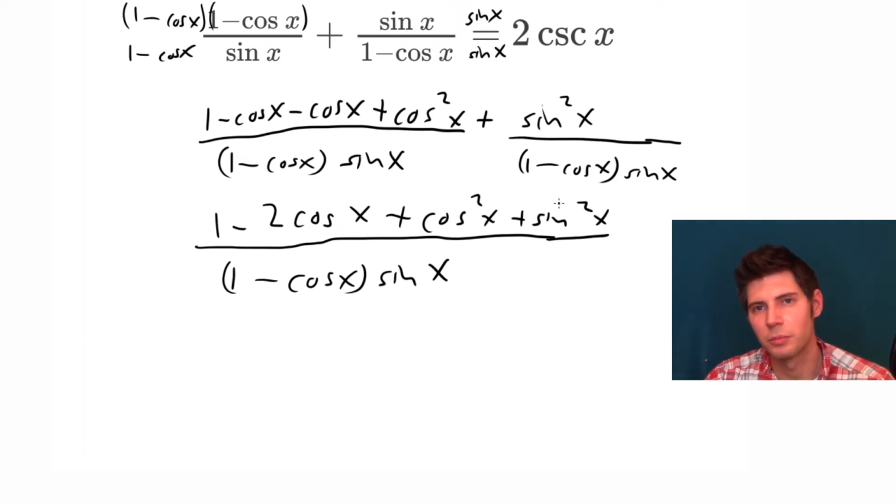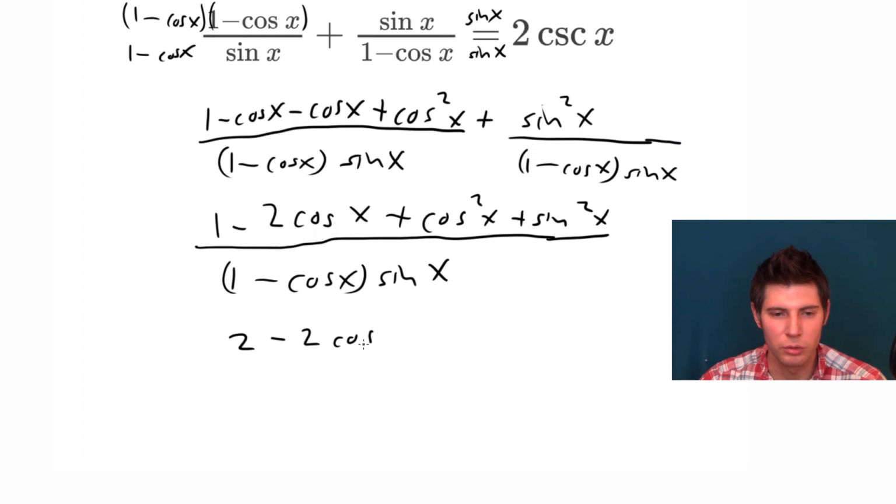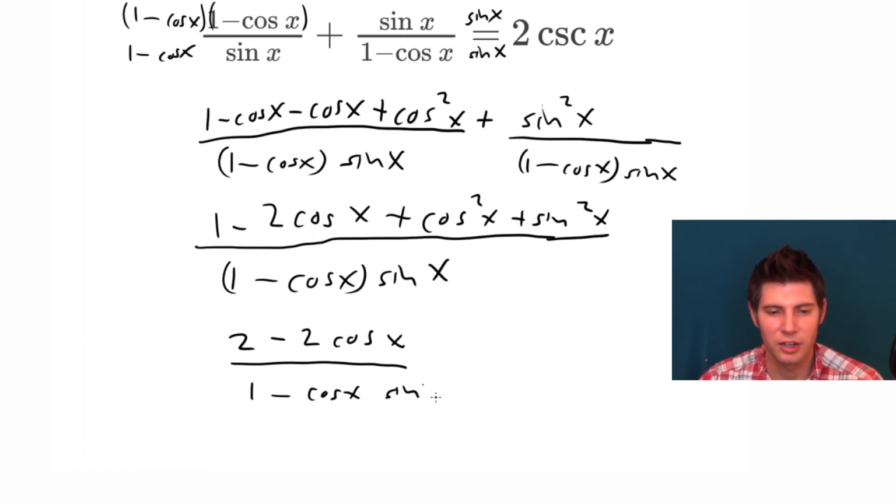So cosine squared plus sine squared is 1. And then we have this 1 right here as well. So that's going to give us 2 minus 2 cosine x. And everything else is gone on top. And on bottom we have 1 minus cosine x times sine x. So I'm going to shrink it to get a little bit more room.